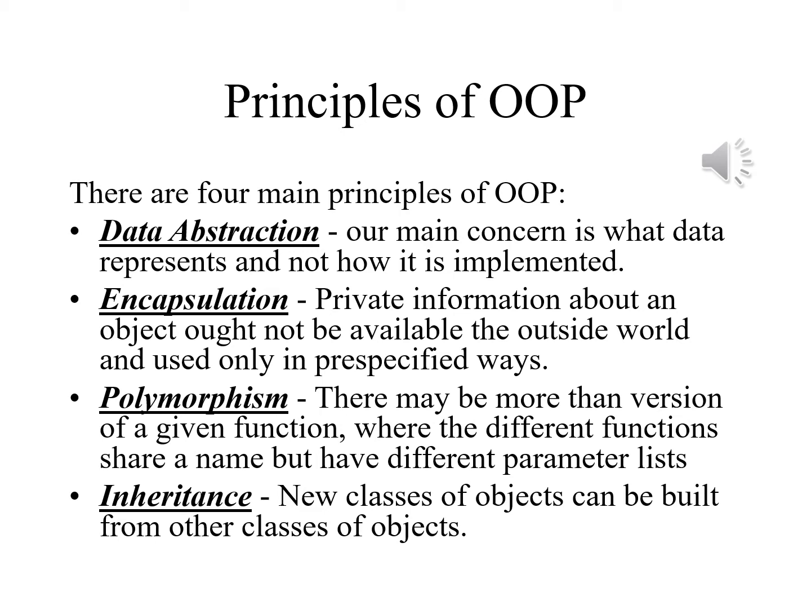Polymorphism. There may be more than one version of a given method, where the different versions may share a name but have different parameter lists. They may fundamentally be the same operation by definition, but the details are different. And this way we don't have to worry about which one we're using, we simply let the parameter list guide us. Inheritance. New classes of objects can be built from other classes of objects. So if I have a class called motor vehicle, I can derive from it classes called motorcycle, automobile, SUV, truck, and whatever else I might think in terms of.